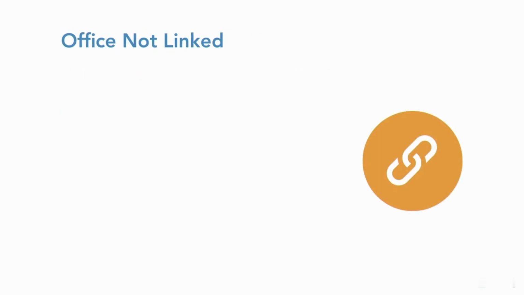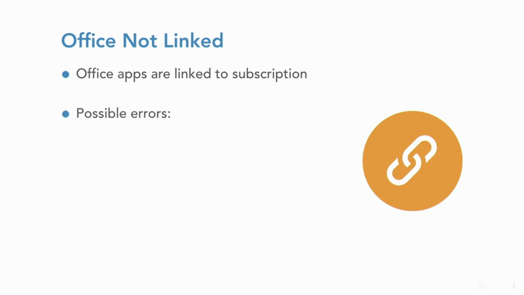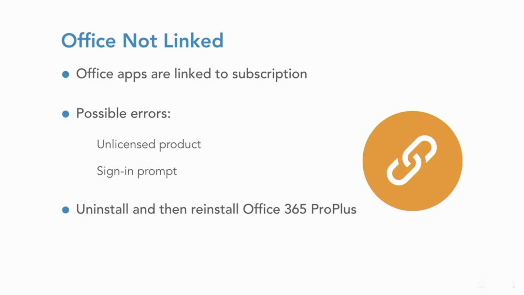When you install Office locally, it's automatically linked to your Office 365 subscription plan. If you recently changed your Office 365 plan, perhaps you upgraded from Business Premium to an Enterprise subscription, then your users may start to get an unlicensed product error, or they may need to keep signing in each time to launch an Office app. This could be because Office has been associated with your old Office 365 plan. In these situations, you may need to uninstall their current version of Office, reboot, and then reinstall the Office 365 Pro Plus version associated with your current subscription.